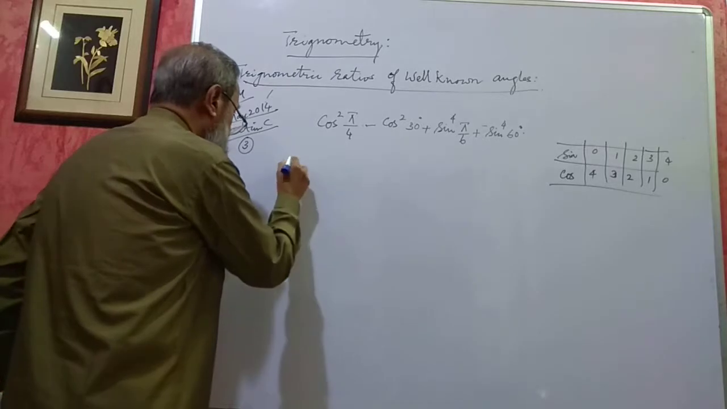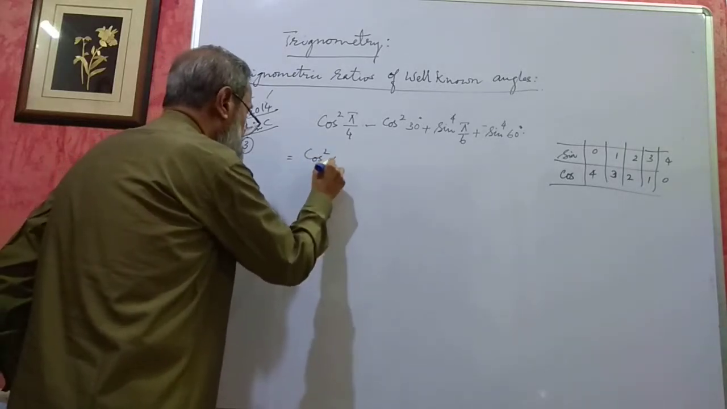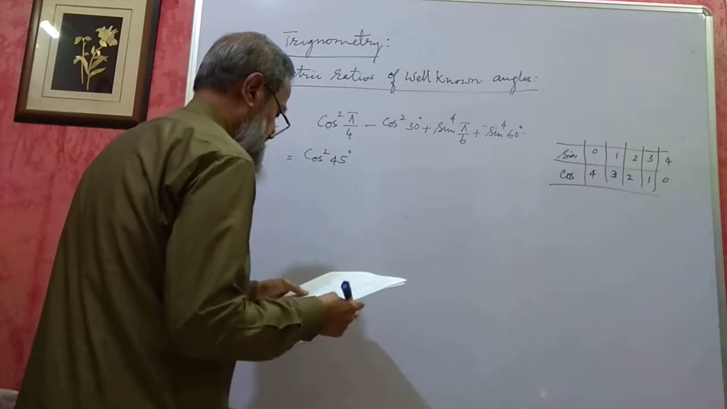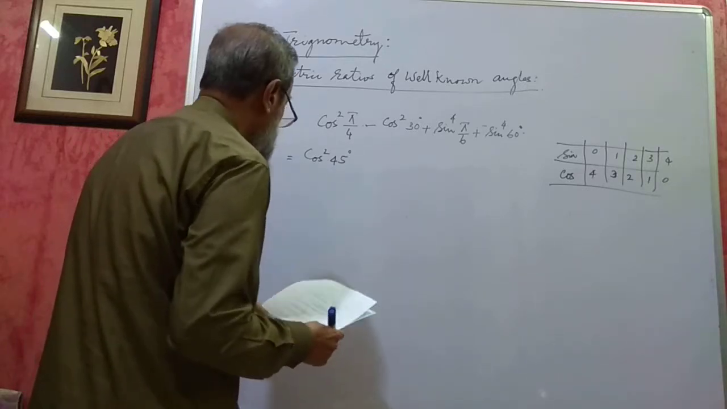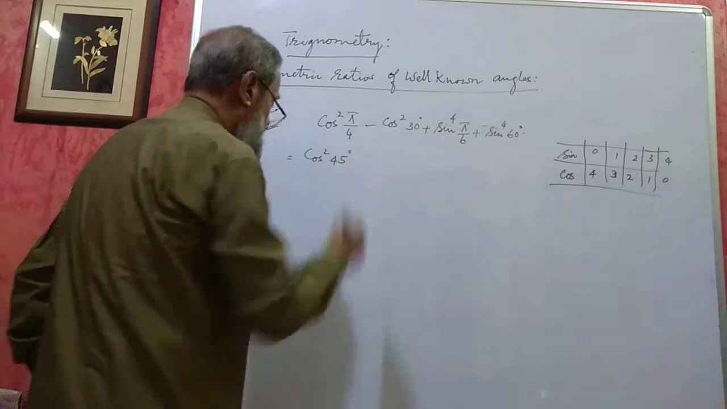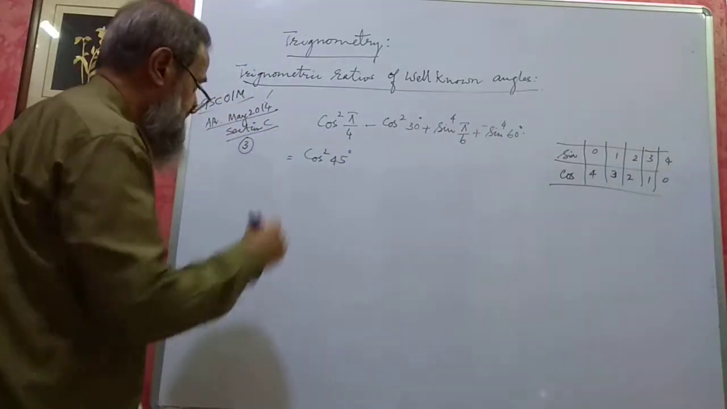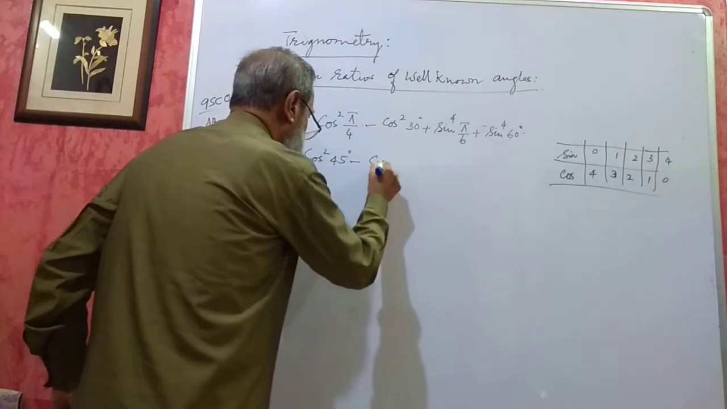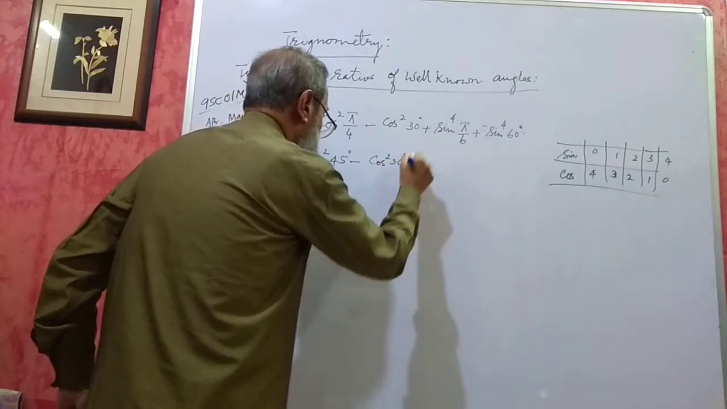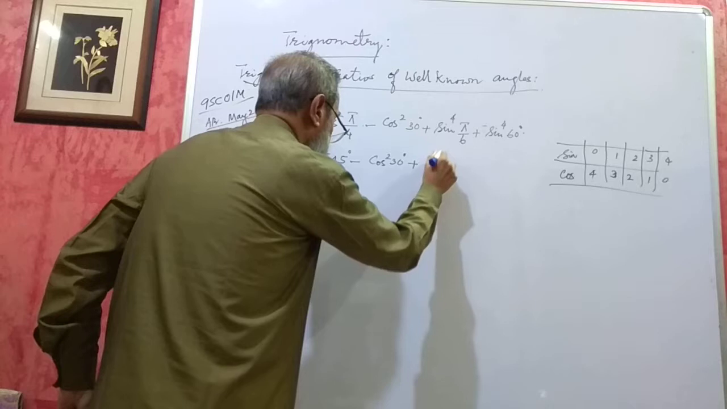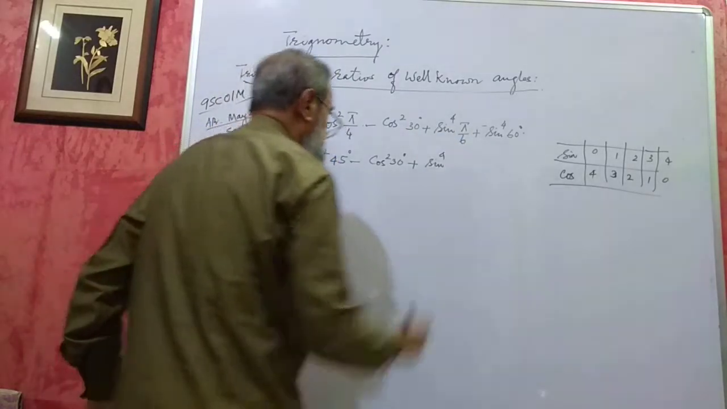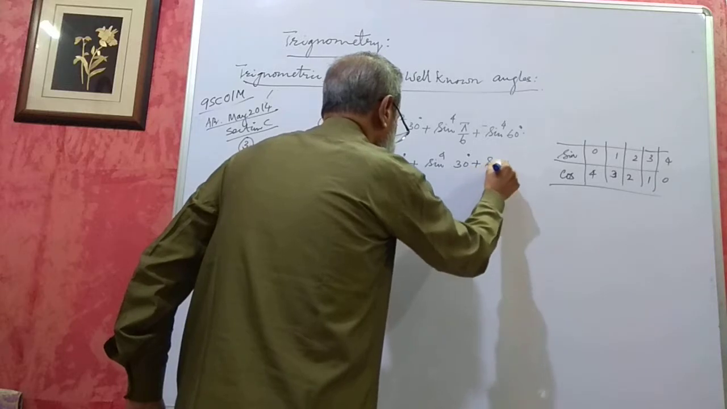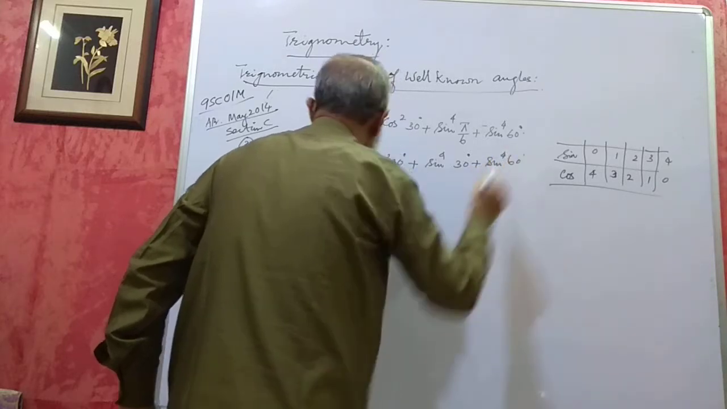So this can be written as cos square 45 degree. Pi by 4 means 45 degree. Pi by 2 is 90, so pi by 4 will be half of that, 45 degrees. Cos square 30 degree plus sine to the power of 4, pi by 6 is 30 degree, plus sine to the power of 4, 60 degree.